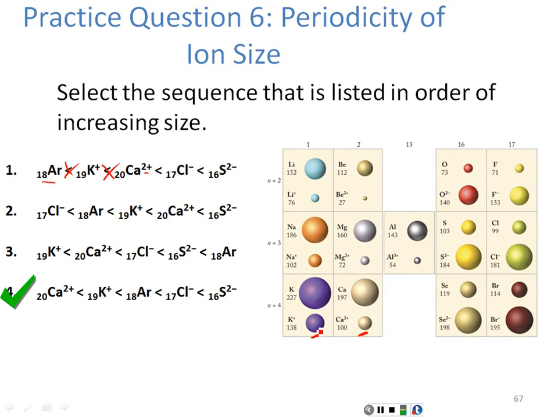Right, let's look at choice 2. Chlorine minus is smaller than argon and smaller than potassium plus, and that's incorrect, because chlorine minus, as you can see, is an anion. It's going to be bigger, much bigger.